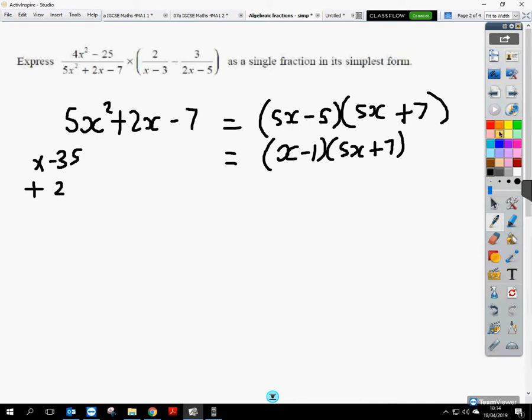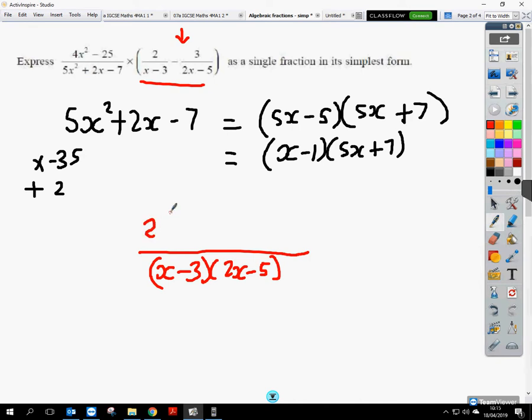Now, for this second bracket here, I can make this into a single bracket. So let's do that. I'll do that in red. So a common denominator is going to be x minus 3 brackets 2x minus 5. And what you do is you think about the first denominator. You think, well, what can I do to make x minus 3 into this? You times it by 2x minus 5. So you times the top by 2x minus 5 as well.